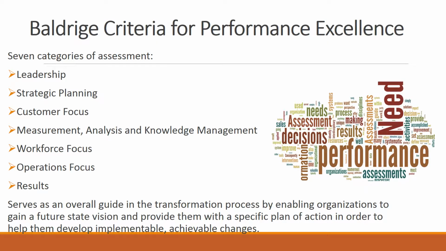The 7 assessment categories for the Baldrige criteria for performance excellence are leadership, strategic planning, customer focus, measurement, analysis and knowledge management, workforce focus, operations focus, and results. This assessment serves as an overall guide in the transformation process by enabling organizations to gain a future state vision and provide them with a specific plan of action in order to help them develop implementable, achievable changes.